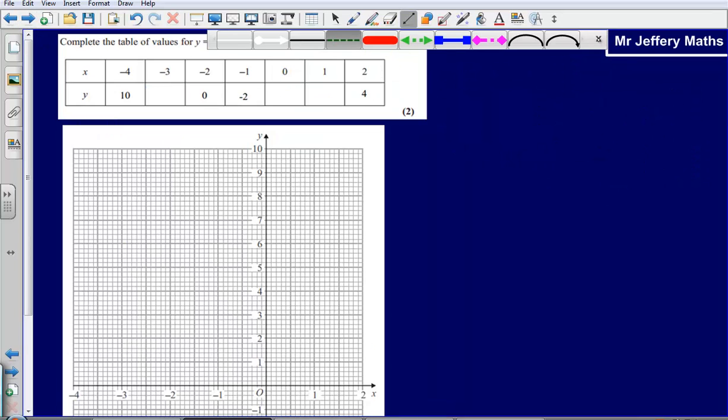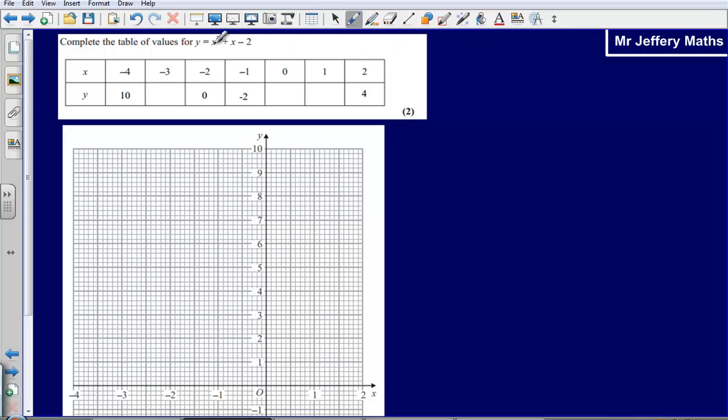Okay, let's take a look at a second example. So here we've got x squared plus x minus 2. So let's start again with our positive numbers, and hopefully we can figure out what the rest of our shape will be. So we'll start with 1.